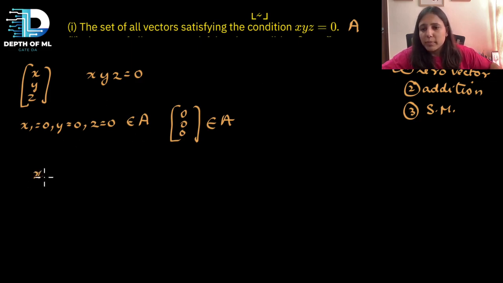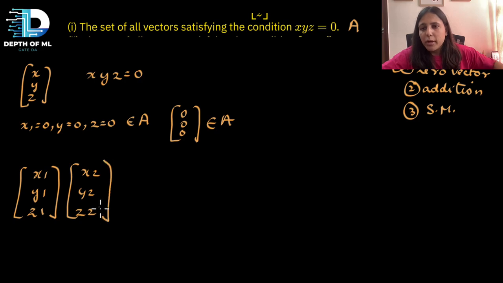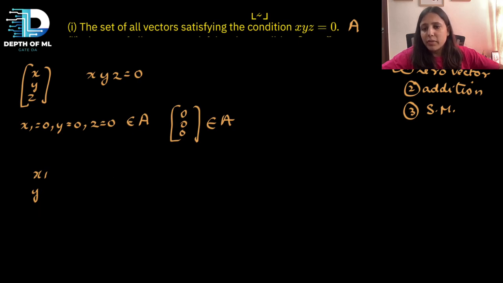Now let me check whether this is closed under addition or not. So I'll assume that I have these two vectors, (x1, y1, z1) and (x2, y2, z2). Okay, another thing to do for this simplification is that instead of taking generic examples, I can see here that this does not satisfy.